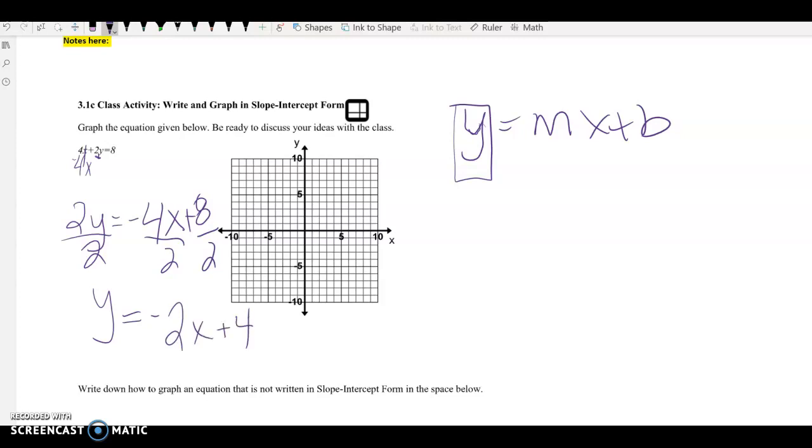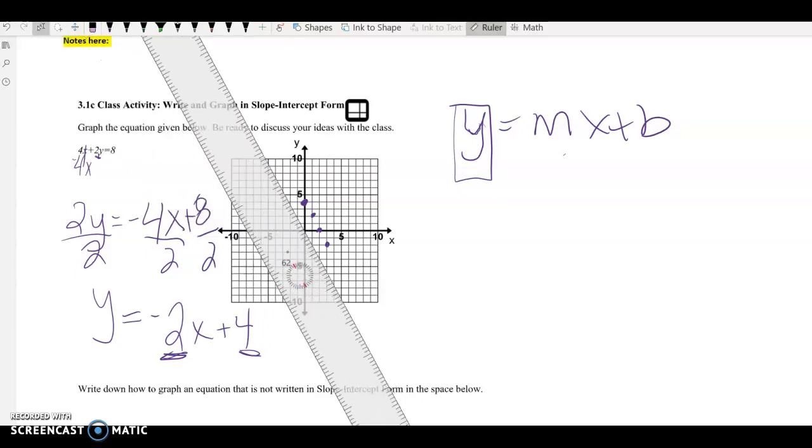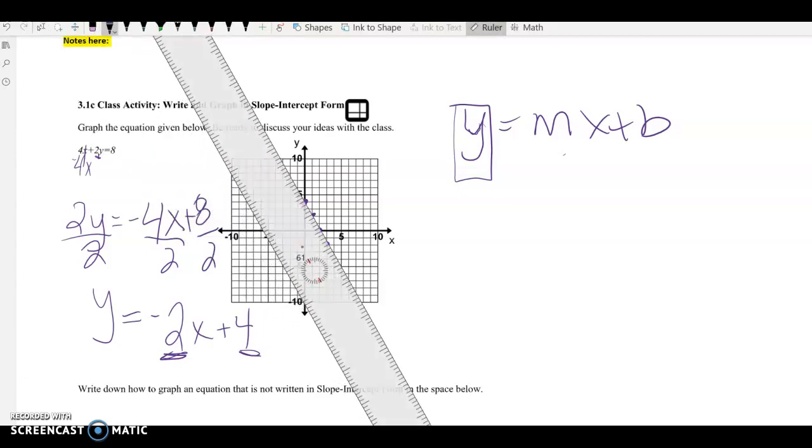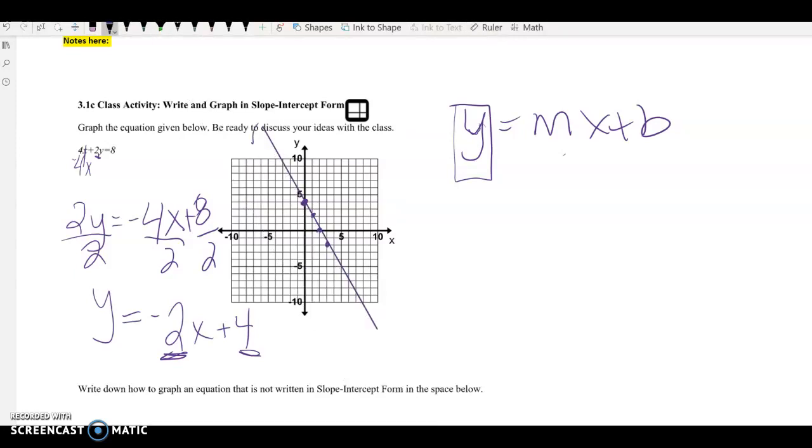So I know it's now in slope-intercept form. My slope is negative 2. My y-intercept is 4. So I can now go up here and graph this. I have a spot at 4 on my y-axis, going down 2, over 1, down 2, over 1, down 2, over 1. I'm going to press this ruler button, line up my spots, make a straight line, and here is my equation.